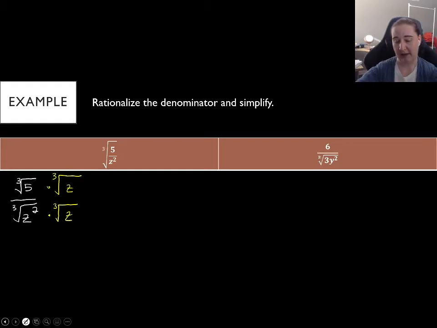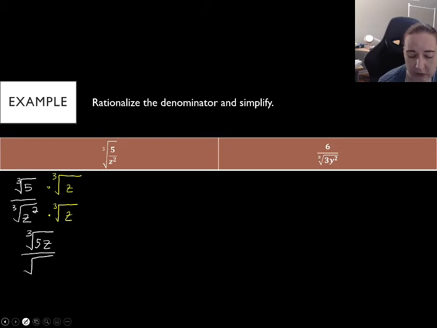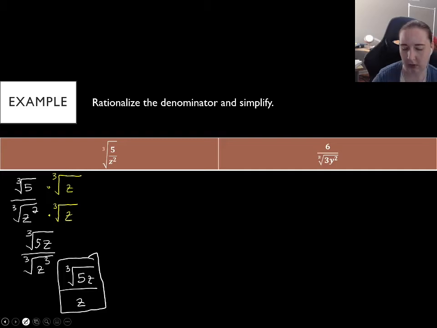So on the top I can combine those using the product rule to make one single cubed root, which is 5z. And in the denominator, we get the cube root of z cubed, and the cube and the 3 cancel, and so we're left with just a z in the denominator. So this gives us, kind of running out of room here, cube root of 5z over z. And it doesn't simplify further. That z does not really look like a z on the top.